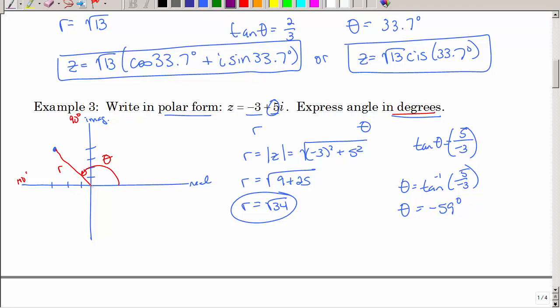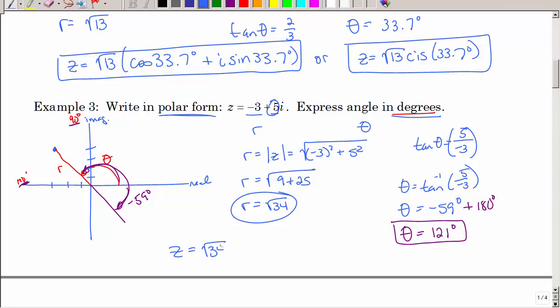No. Where's -59 degrees? It's down here in that quadrant, right? I need an answer between 90 and 180 because I need that angle. So what do I do? I need to add 180 degrees, because that's a line, and I get approximately 121 degrees. So that's why graphing it will maybe help you know what quadrant you're in when you're writing the correct answer. So if I want this in polar form, I'd have z equals r, and I'm going to go ahead and write it as cosine i sine, cis, of 121 degrees. Be careful of your quadrants.